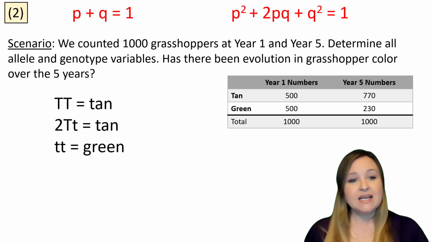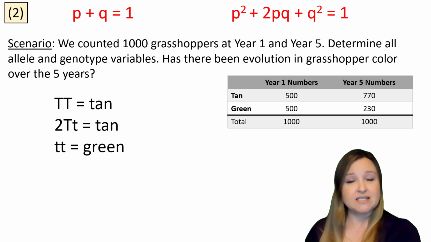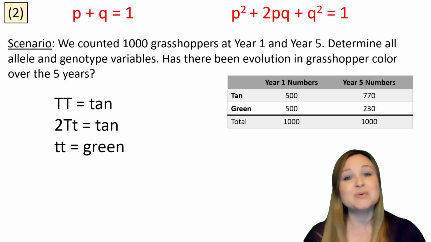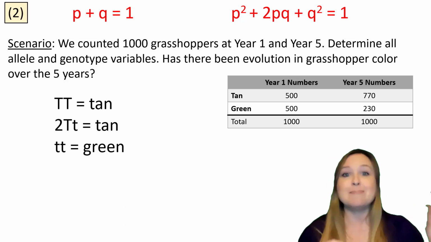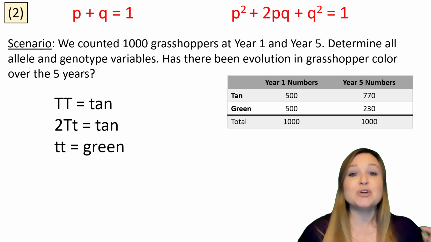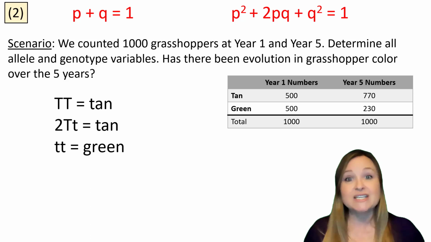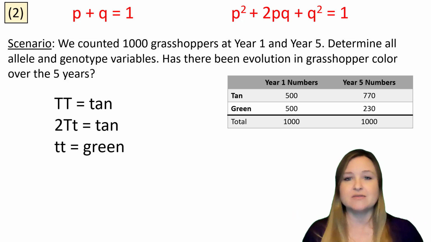Now let's keep in mind that within the tan grasshoppers, we can have homozygous dominant individuals, big T, but within the tan grasshoppers, we can also have heterozygotes that have one dominant allele that's masking the recessive allele, okay? On the other hand, we know the green grasshoppers, because green is the recessive allele, have to have 2 recessive alleles. They have to be little t, little t.